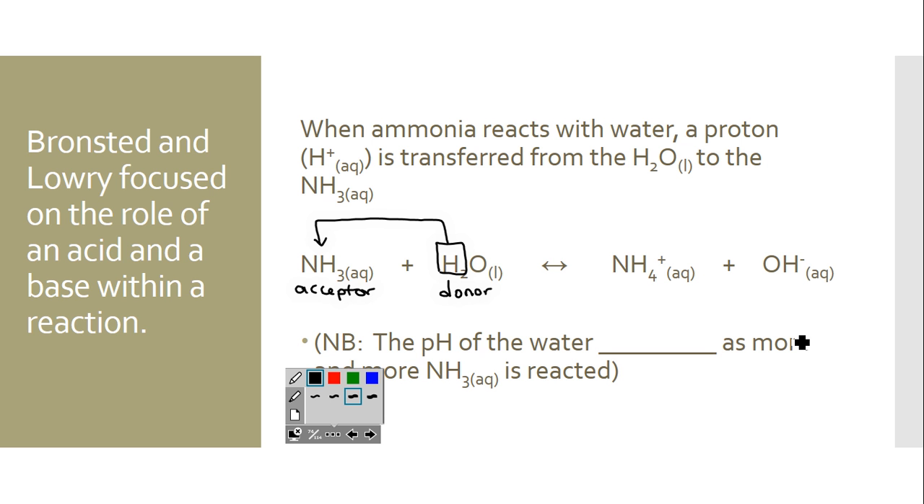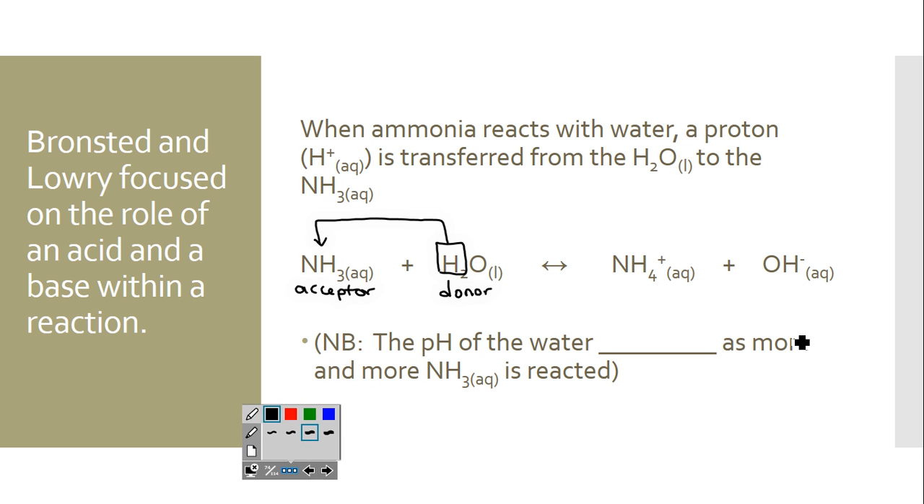Now in this scenario, the pH of the water rises, increases, gets larger as more and more ammonia is reacted. Why? Well, look at what I'm making. I'm making more and more hydroxide every time I add more ammonia to the reaction. If you look at the reaction arrow, notice that this one is an equilibrium. The first one was a quantitative reaction. That's because ammonia is a weak base, not a strong one.